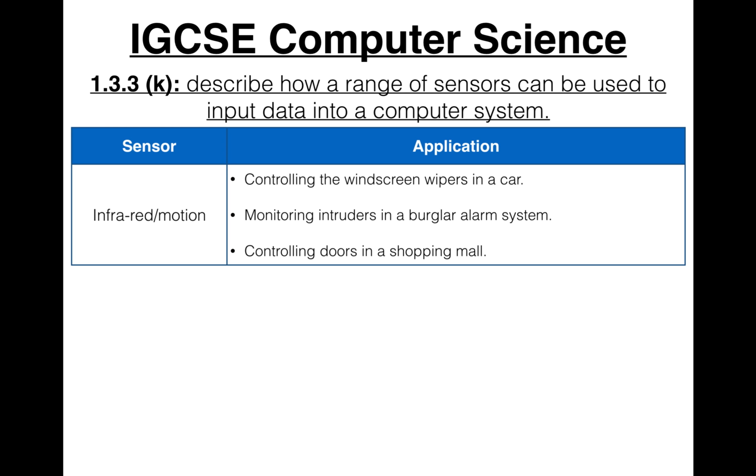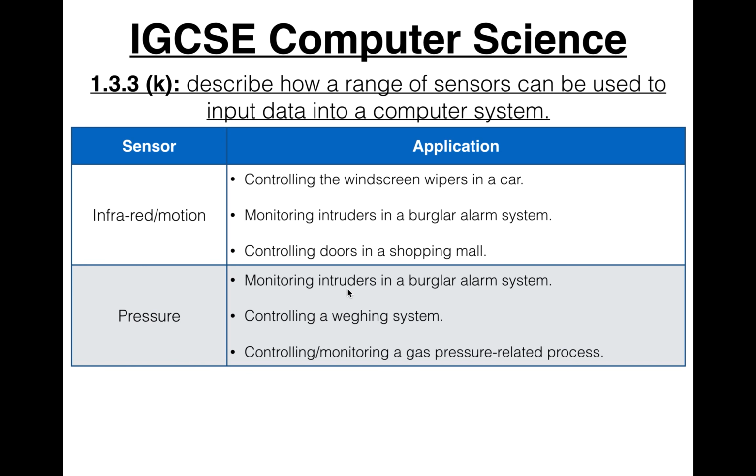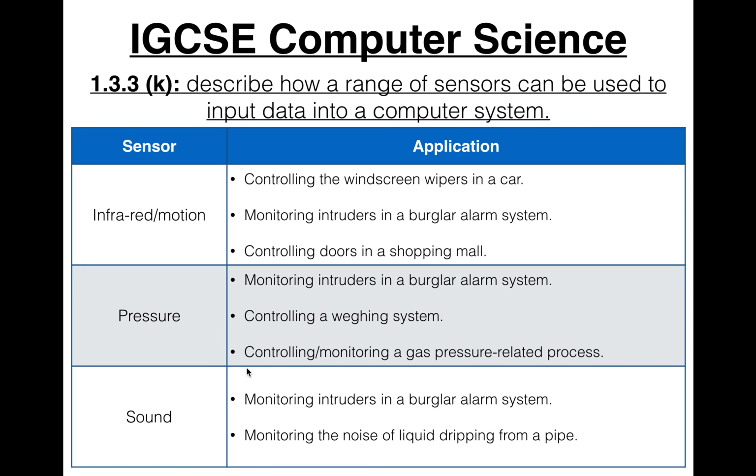Infrared or motion sensor, controlling the windscreen wipers in a car, monitoring intruders in a burglar alarm system, and controlling doors in a shopping mall. So when you walk into a shopping mall, ooh, the door's open. That's done by a motion sensor. Pressure sensor, monitoring intruders in a burglar alarm system, controlling a weighing system, and controlling and monitoring a gas pressure related process. Also, pressure sensors can be used to control doors in a shopping mall as well, as they'll sense your weight and then open the door. Sound sensors can, again, monitor intruders in a burglar alarm system and monitor the noise of liquid dripping from a pipe.